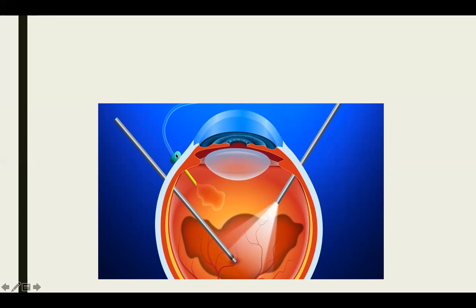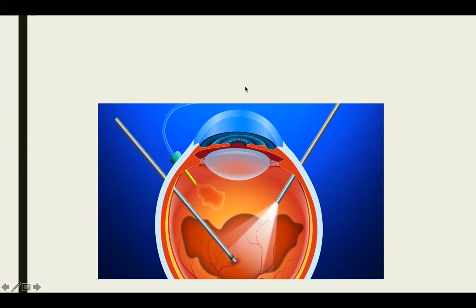One is the light source, the second one is the infusion cannula, because the tonicity of the eye is maintained through the infusion cannula, and through the light source we can visualize the retina. Now, let's suppose all the vitreous has been cut and the retina is flattened. Now, we need to substitute the vitreous cavity with another substitute to maintain the volume of the eye.